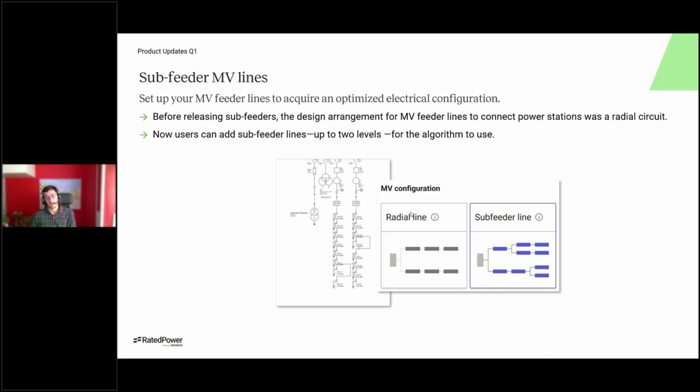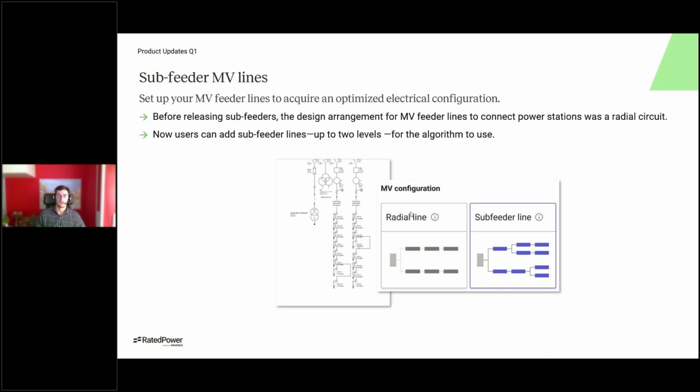Another option that we included in February was the option to define sub-feeder MV lines. Up to now, we've always had radial lines when defining the medium voltage lines of the PV plant. And now users can define also sub-feeder lines, which will change how power stations are connected, defining the MV lines that will be then connected to the substation.